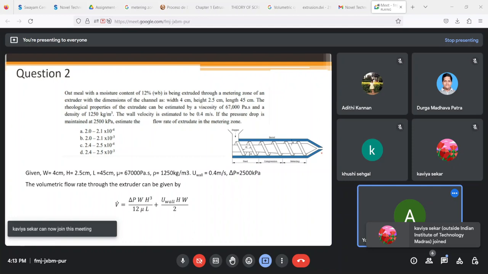So the flow rate through the extruder can be given by V dot equals delta P W H cube divided by 12 mu L, where V dot is the volumetric flow rate, delta P is the pressure maintained in the extruder, W is the width of the extruder, H is the height of the extruder, mu is the viscosity, and L is the length.